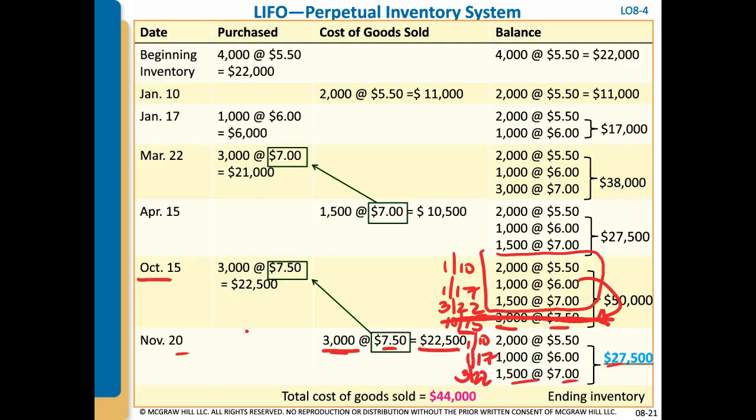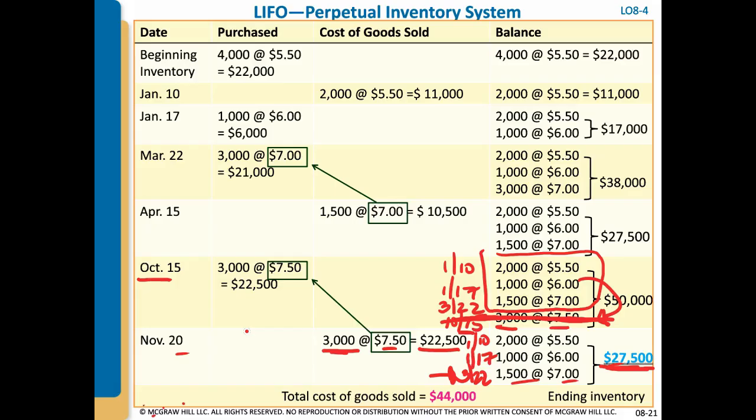If I sold more units, let's just say I sold units on December 2nd, then I would start taking the cost from my March 22nd batch. My last one in is my first one out. But anyways, we don't have that. That was just in case we did. My ending inventory here is 27,500. And let's calculate my total cost of goods sold.